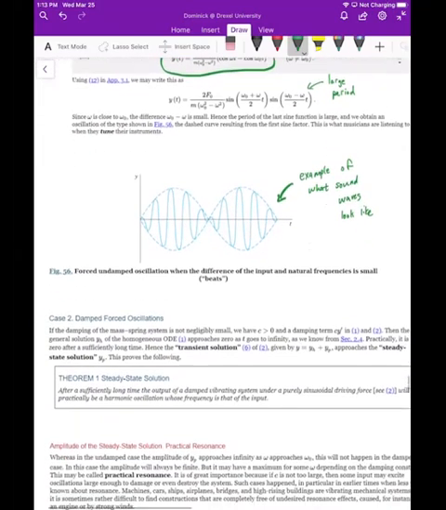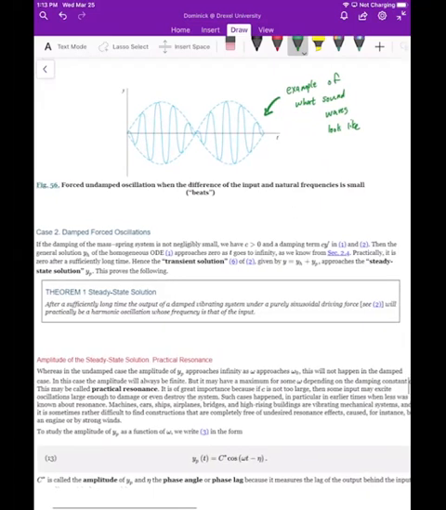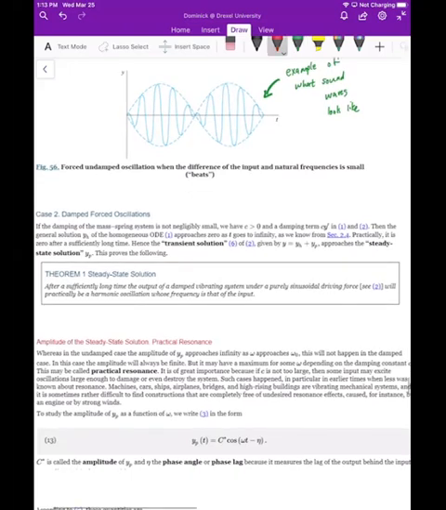Okay, so now we can look at the more interesting case: the damped forced oscillations. If we're now considering not negligibly small damping, we have a positive c value, and we pick up a damping term in the ODE.